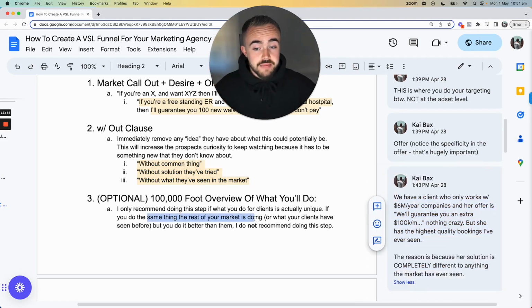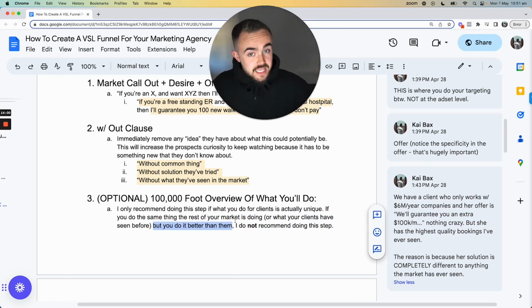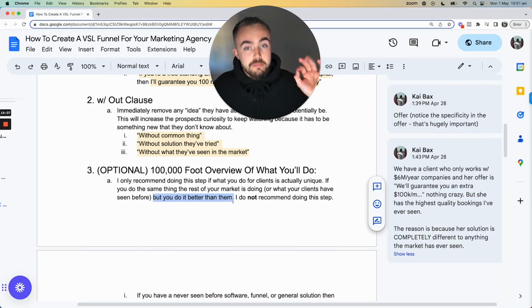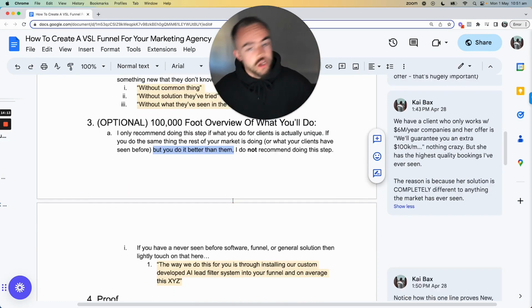So as I say, if you do the same thing that the rest of your market is doing or what your clients have seen before, but you do it better than them, then I do not recommend doing this step. Even if you do it better than what other people do, I don't recommend doing this step because they'll just mentally opt out. Like, I've tried emails. They won't even give you the time of day. I've tried emails. I've tried Facebook ads. No, I don't need this. Click away, right? They don't listen to the rest of the video.